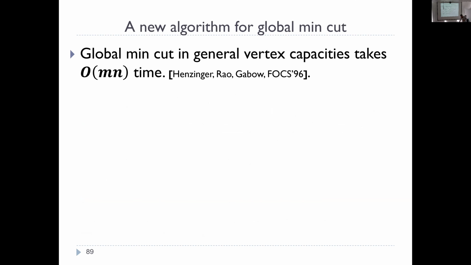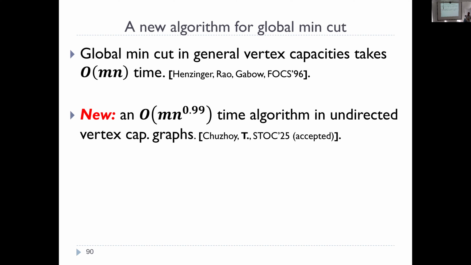For vertex capacities, the fastest algorithm before our work was n applications of maximum flow, by Henzinger, Rao, and Gabow from '96. We were able to show m times n to the power of 0.99. We're able to break this conceptual bound. It's not going to be used in practice, but we believe it's of importance in theory.